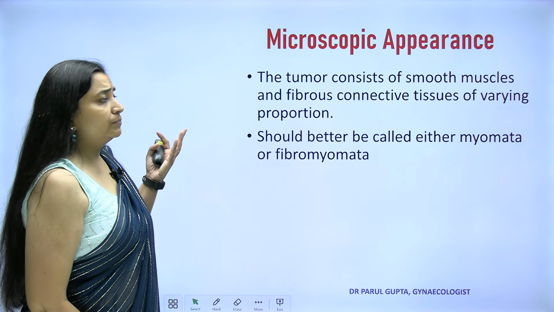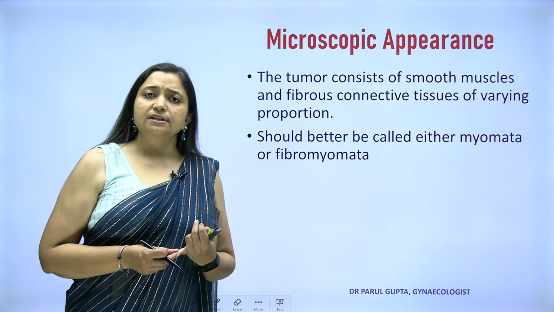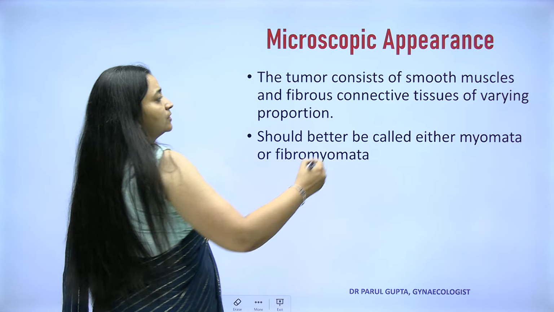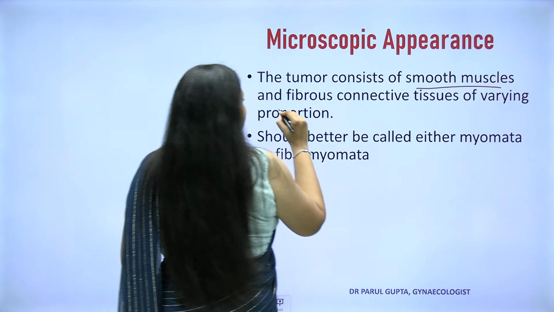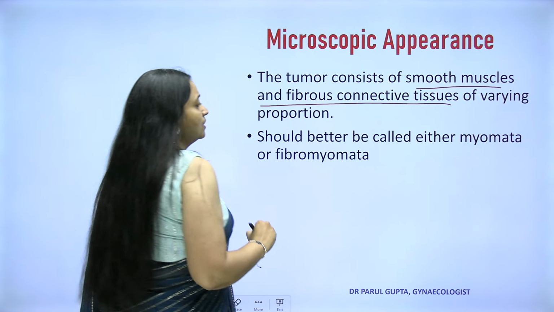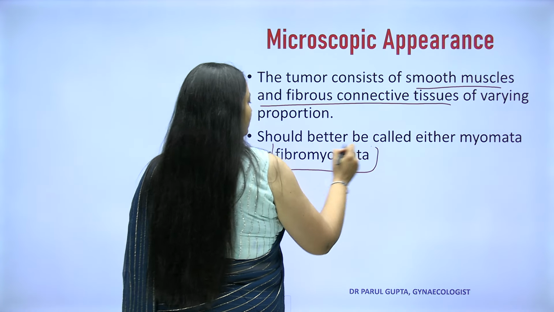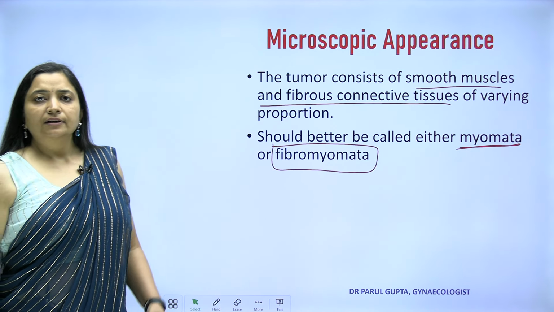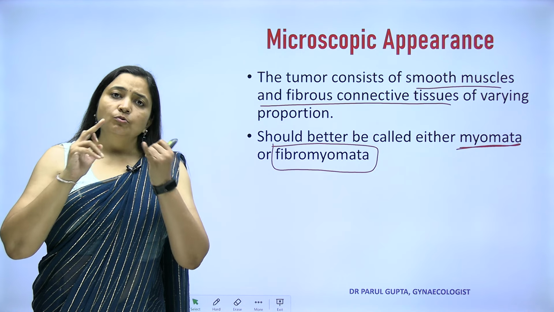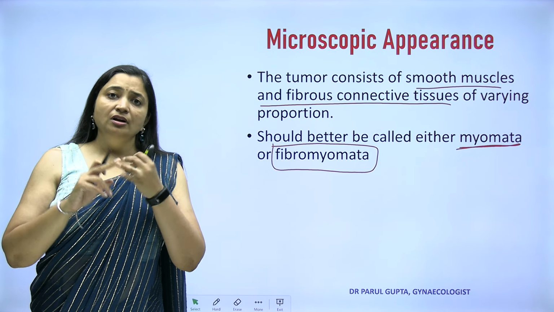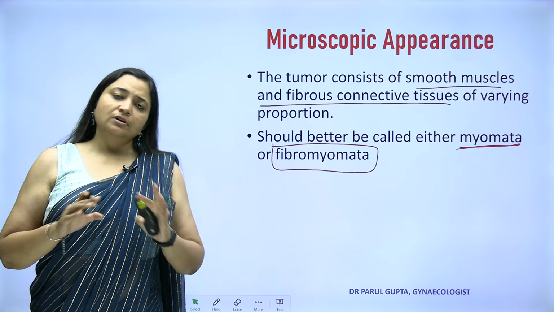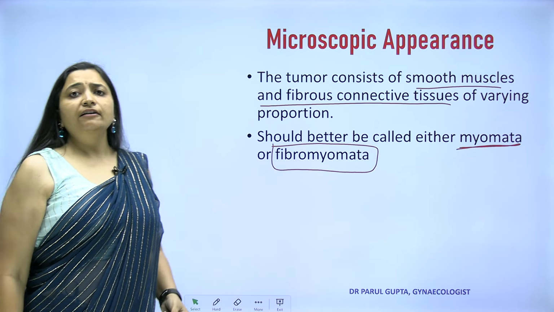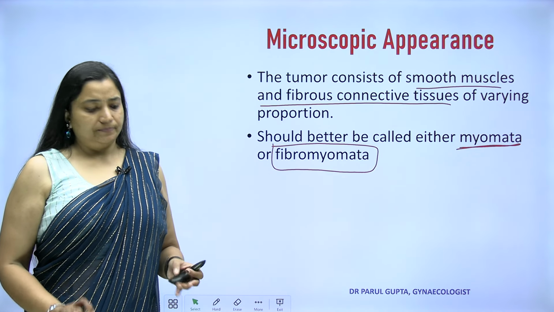What is the microscopic appearance? Microscopy, you will find smooth muscles because it is a muscular tumor, and fibrous connective tissue. Only two things to remember from this topic: smooth muscles and fibrous connective tissue. So a fibromyomata or a myomata is a better word. So in your naked eye appearance: whorled appearance, whitish appearance, false capsule, that's it. And in the microscopic appearance: smooth muscle and fibrous connective tissue, that's it.